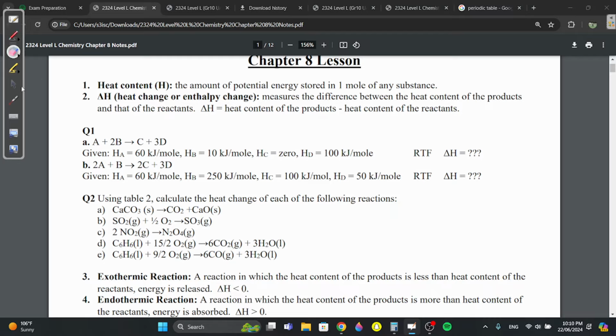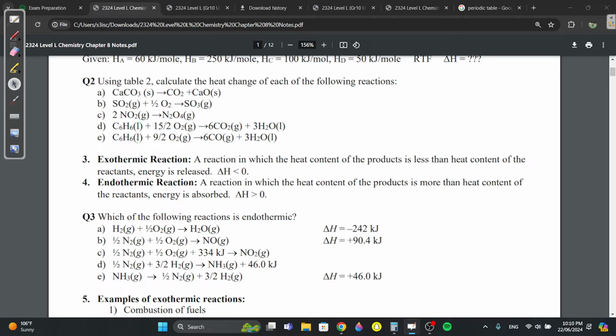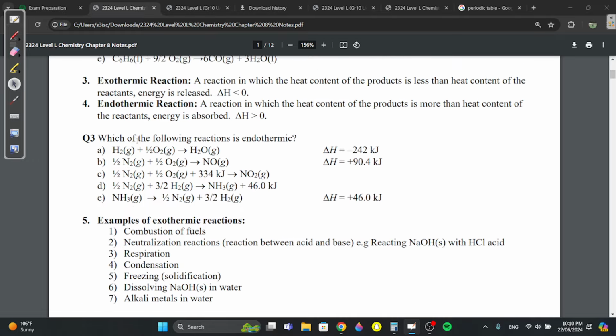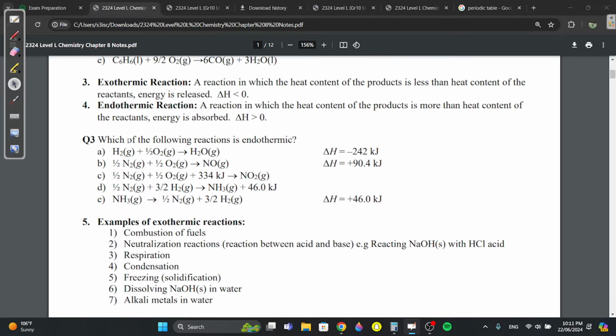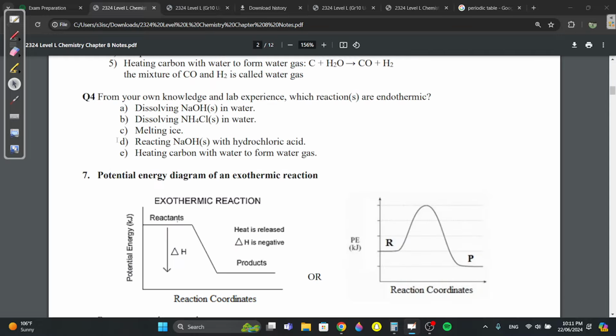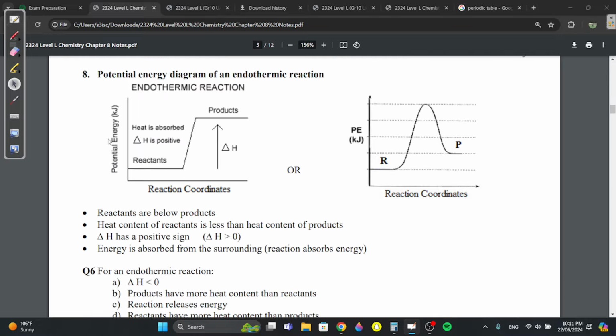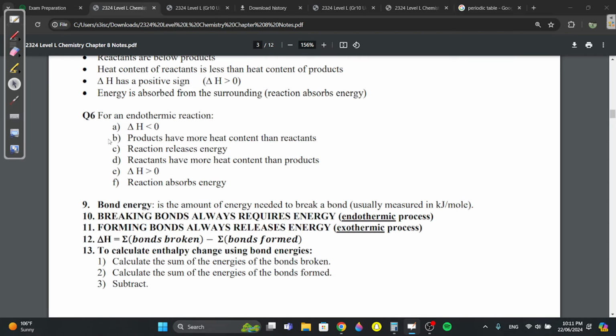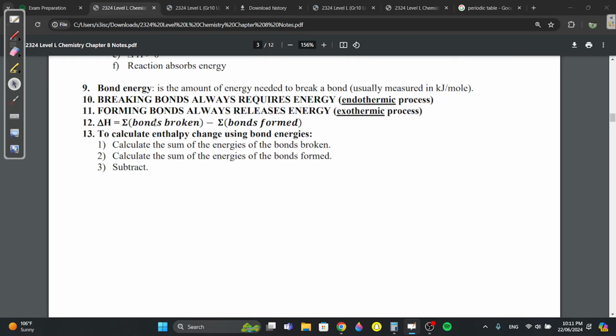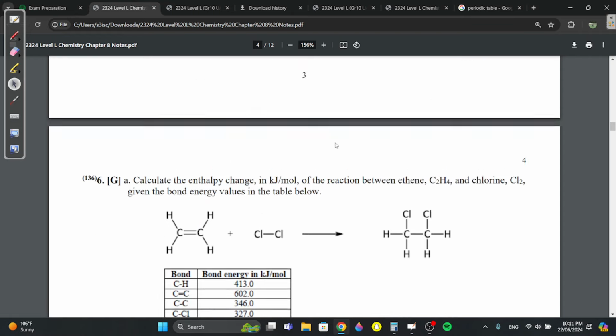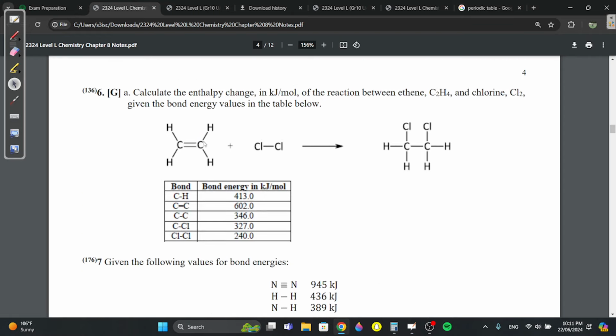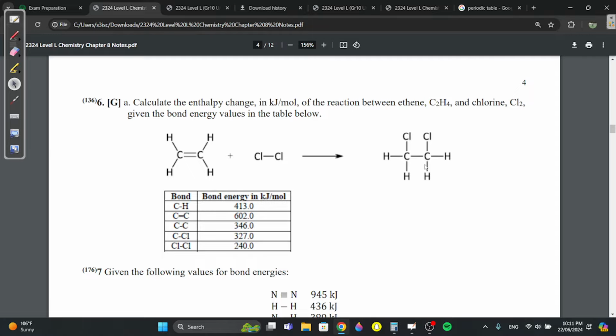But when you're working with bonds, it's the bonds of the reactant minus the bonds of the product. Like here, if you're working with bonds, you'd add these up, then subtract this.